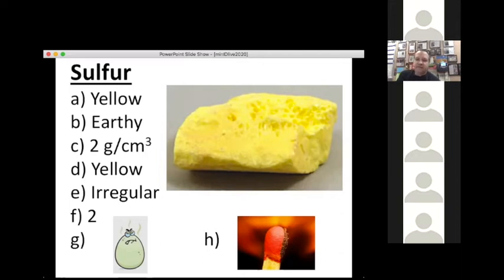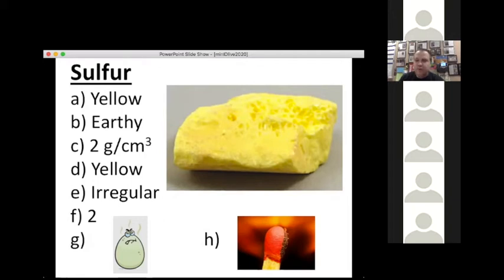Letter F, I asked for the hardness. Remember, we can scratch it on glass or a nail or a penny. And it does not scratch any of those. Sulfur is very soft. I can scratch it with my fingernail. I can leave a mark on it. So it has a hardness of only 2.